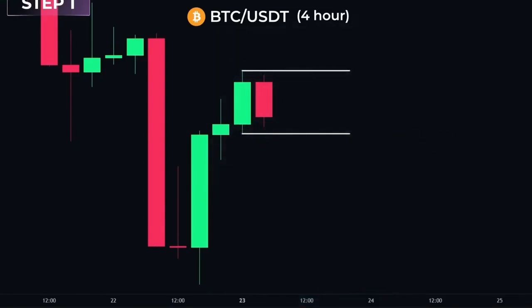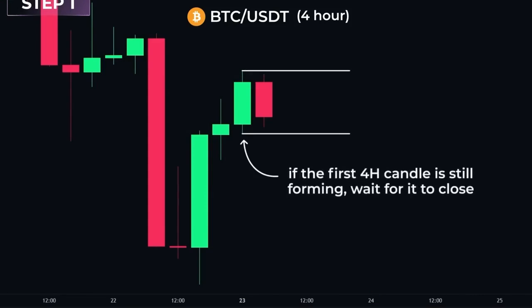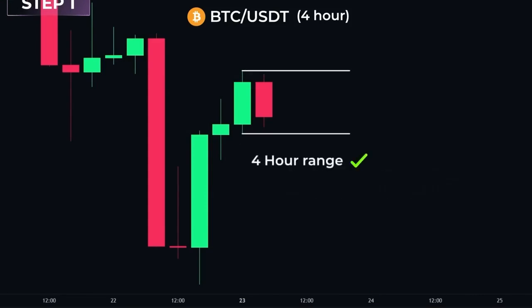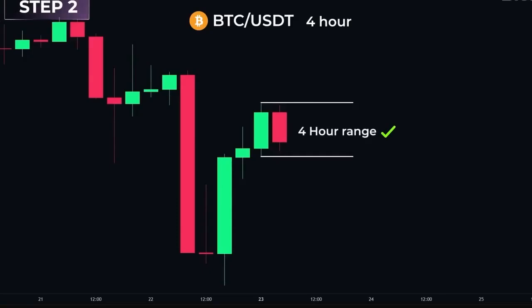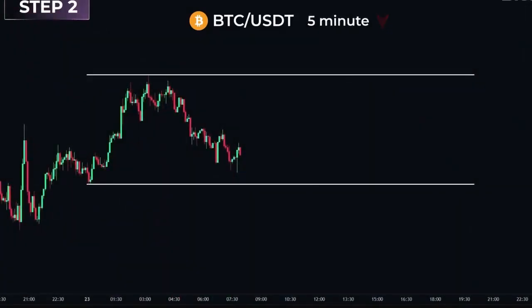Now, an important thing to remember is make sure that the first 4-hour candle has fully closed before marking the range. If the candle is still forming, wait for it to fully close first. So once the 4-hour range is identified, we move on to step 2, which is the scalping setup. So after the 4-hour range is identified, we go down to the 5-minute time frame to look for scalp setups.